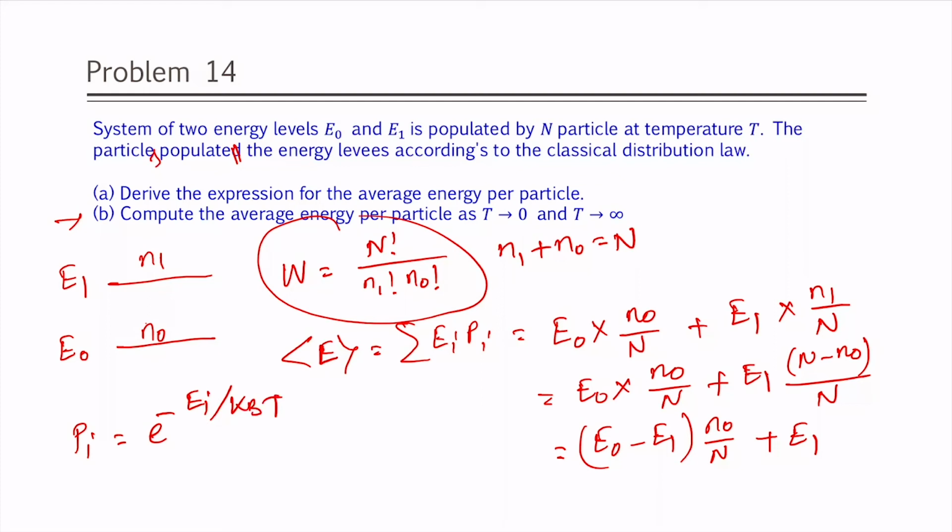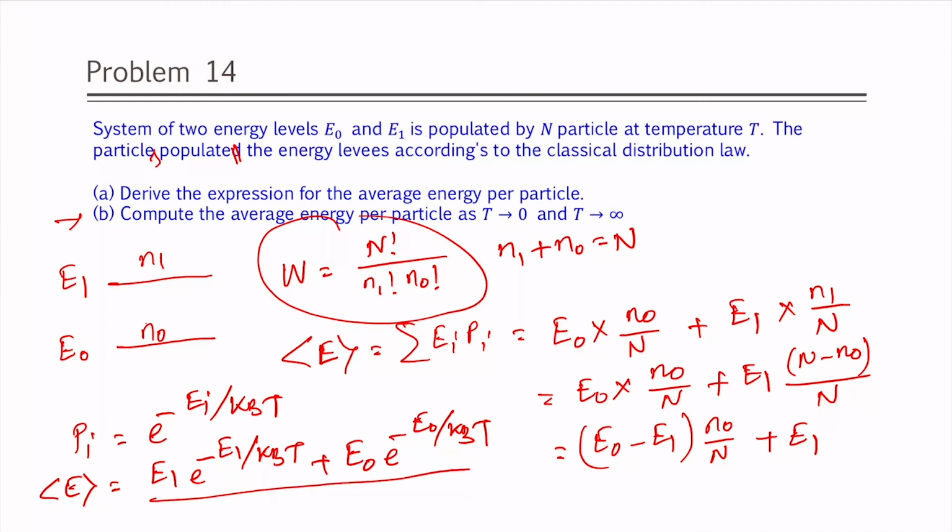So, if I use that Pi value, then the average energy again will be E1 e to the power minus E1 by KBT plus E0 e to the power minus E0 by KBT, divided by e to the power minus E0 by KBT plus e to the power minus E1 by KBT. So you see I can write the average in both ways, they are basically the same thing. Now, let us simplify this process.